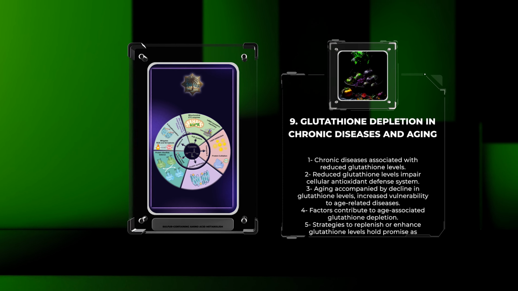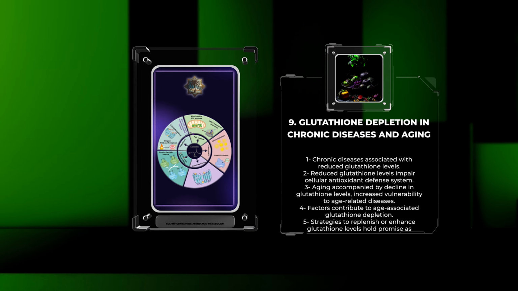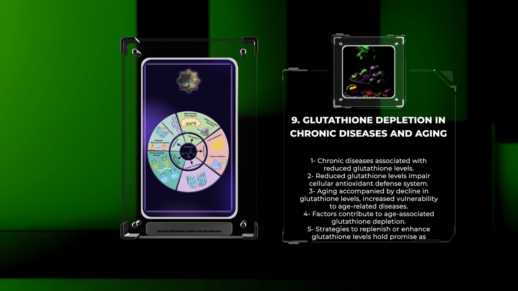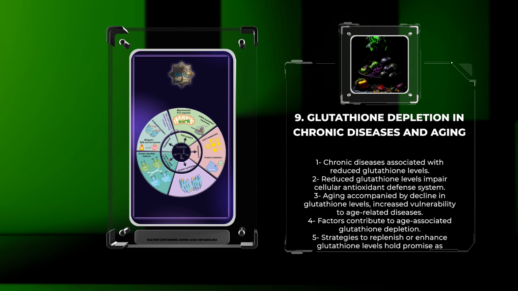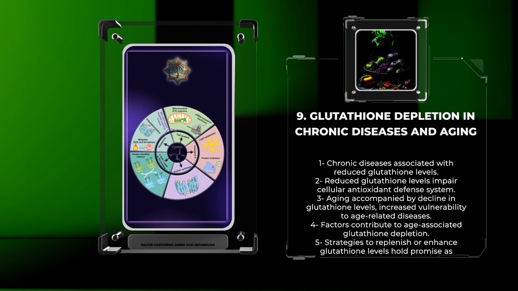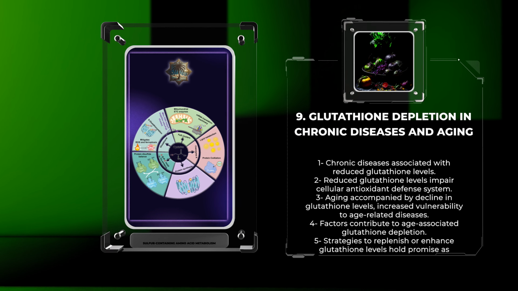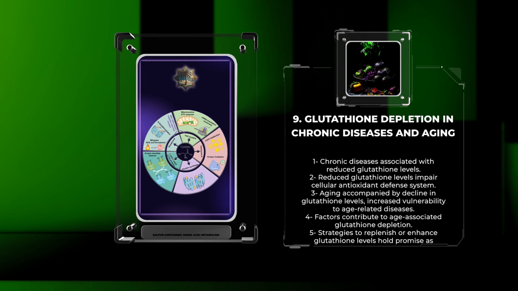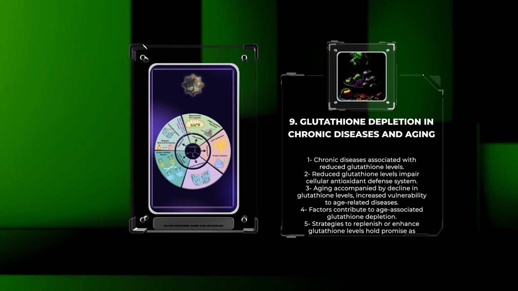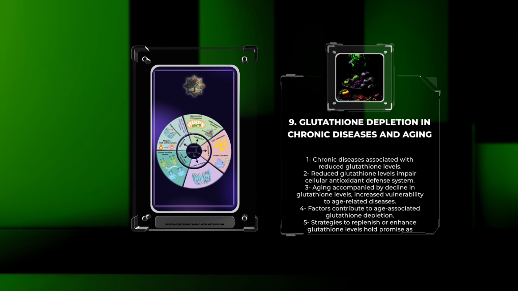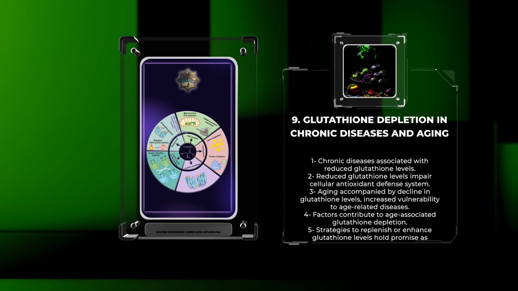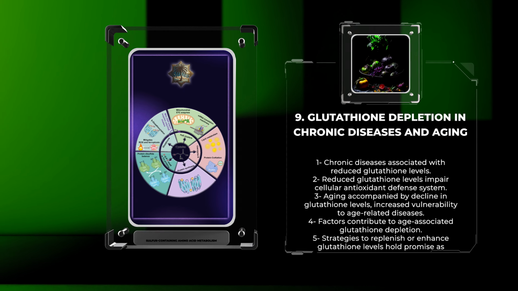Aging is also accompanied by a decline in glutathione levels, leading to increased vulnerability to age-related diseases. Various factors, such as impaired enzymatic activity and decreased cysteine availability, contribute to age-associated glutathione depletion. Strategies aimed at replenishing or enhancing glutathione levels, such as dietary interventions and pharmacological agents, hold promise as potential therapeutic approaches.